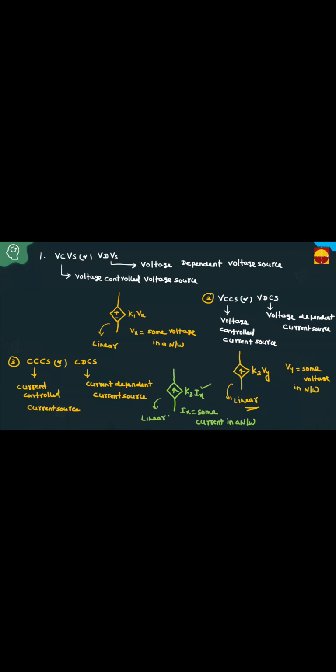Okay, this is the current controlled current source. The fourth one is the current controlled current source, or current dependent current source. Now the last one is the current controlled voltage source, CCVS, or current dependent voltage source. Then how is it represented?